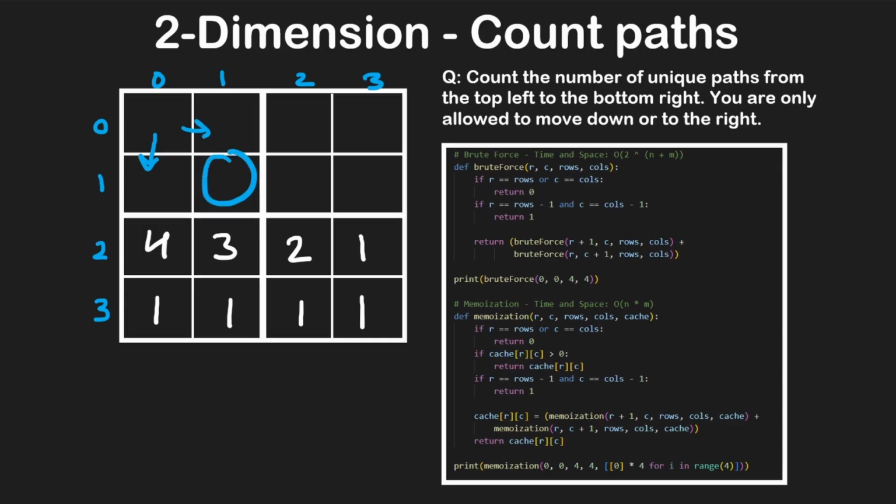So now let's briefly go over filling out the rest of it. So from here, we want to calculate the value. We go down and to the right. We don't have the value here. Let's go down and to the right. We don't have the value here.